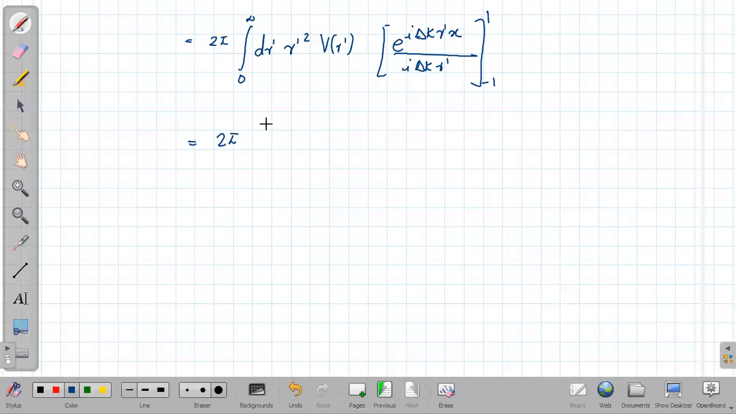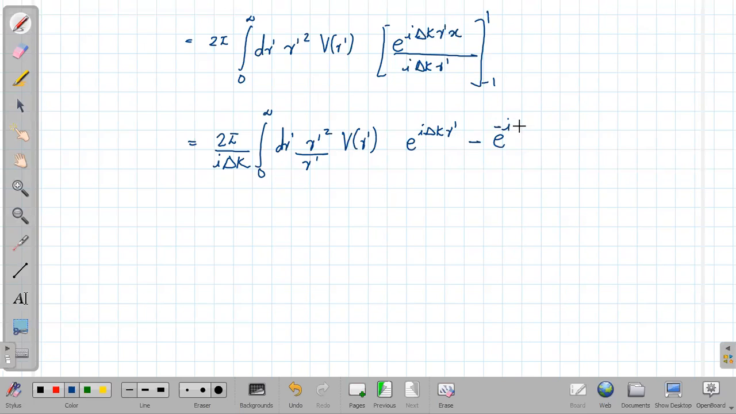So it becomes 2 pi integral 0 to infinity dr prime r prime square v of r prime over I delta k r prime. Okay, so one r prime can be cancelled, and I delta k can be taken outside. So there is an r prime over here. So this becomes e raised to I delta k r prime minus e raised to minus I delta k r prime.